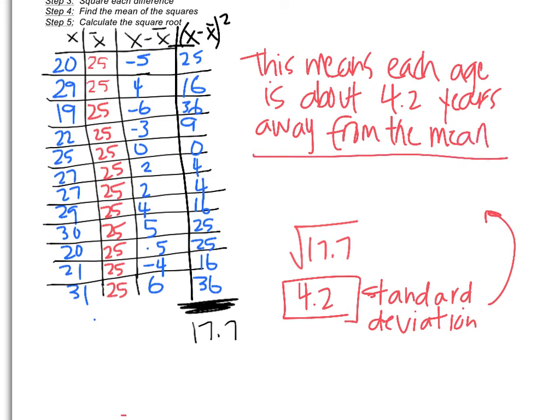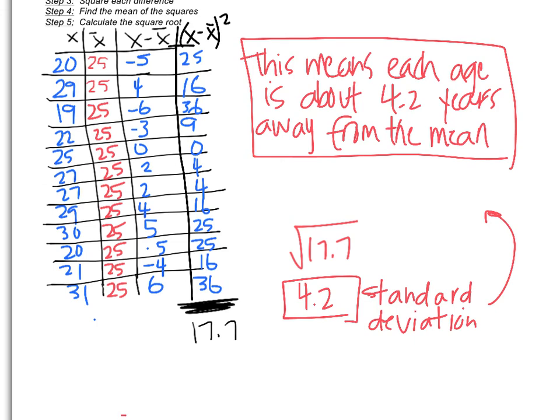Obviously, some ages are closer, some ages are further away, but the average age, or most of the ages are 4.2 years apart. So obviously, with a larger standard deviation, your ages are going to be more spread from that mean. Smaller standard deviation would be closer to the mean.